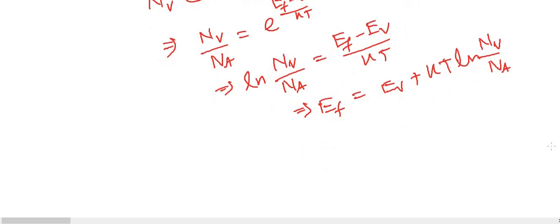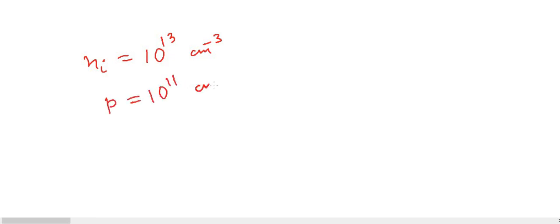Let's check a problem, a simple one. The problem states: an intrinsic sample of germanium crystal has a hole density of 10 to the power 13 per centimeter cube at room temperature. When doped with antimony, the hole density decreases to 10 to the power 11 per centimeter cube at the same temperature. Find the value of the majority carriers. Here, given that ni equal to 10 to the power 13 per cc, and p is given as 10 to the power 11 per cc.